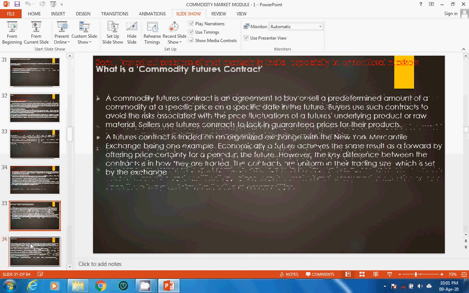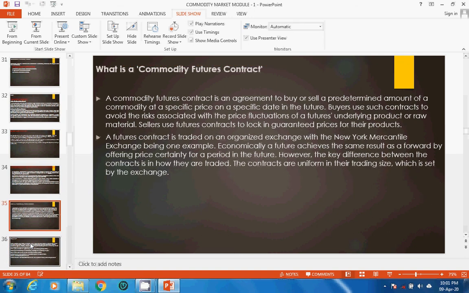So let's understand what's a commodity futures contract. It's a very important derivative market. A commodity futures contract is an agreement to buy or sell a predetermined amount of commodities at a specific price on a specific date in the future.